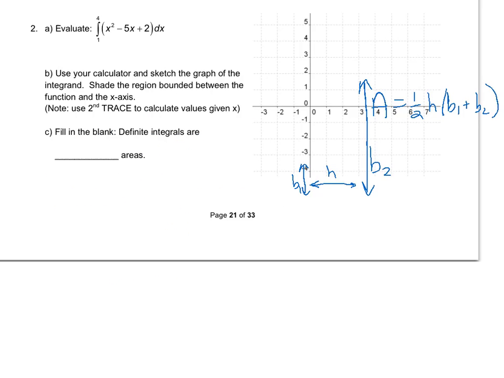Bear with me. All right, for this next one, number 2, I want you to go ahead and evaluate this definite integral from x equals 1 to x equals 4 of the function x squared minus 5x plus 2. So go ahead and hit pause. I'm going to give you 3 seconds to hit pause right now, and then go ahead and do that definite integral.